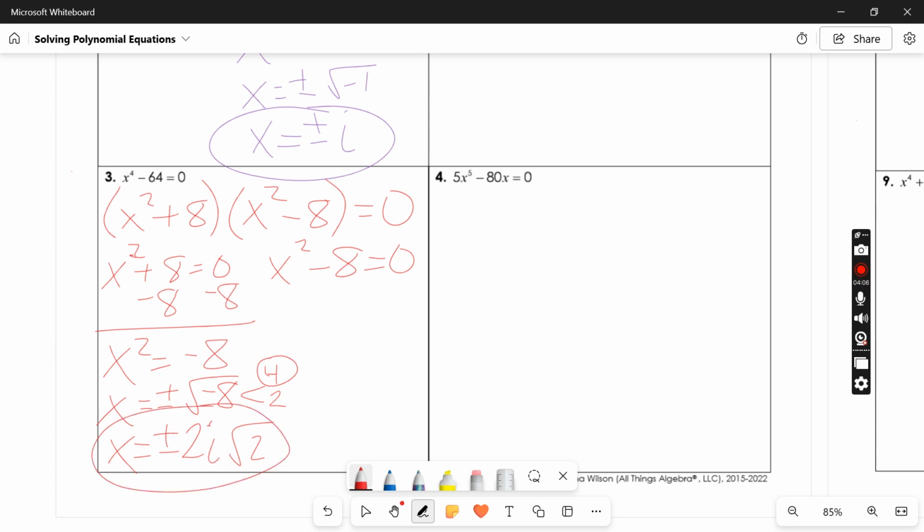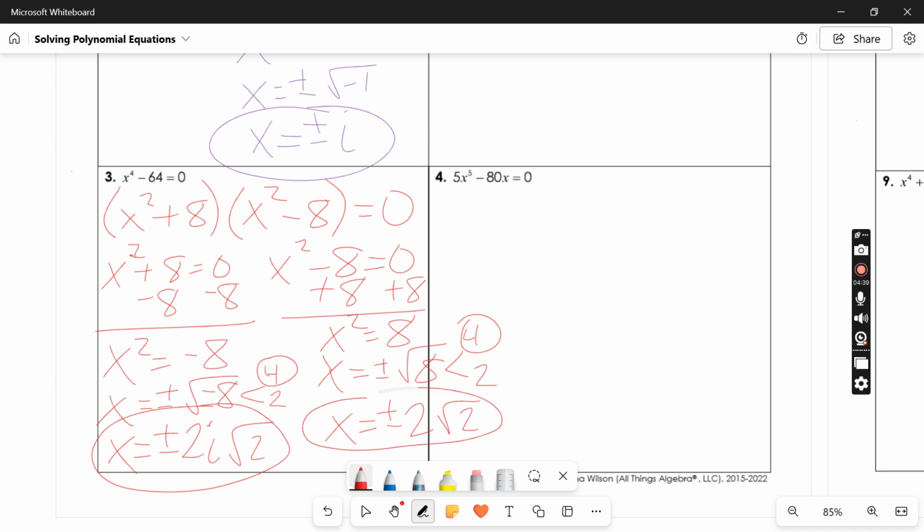Okay. Then we're going to do the same thing with the other side. I'm going to add 8 so that I get x squared is equal to 8. I'm going to square root both sides. And then I'm going to find the largest perfect square that goes into 8, which would be 4, which is 4 times 2. Since 4 is our perfect square, that's the one we're going to take the square root of. The square root of 4 is 2. This one does not have an i in it because it was not negative.